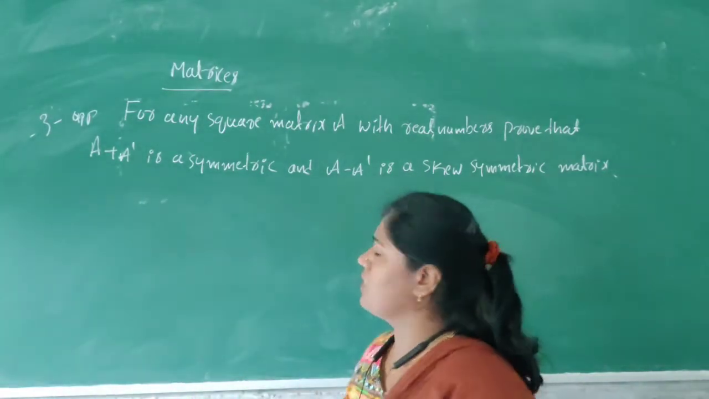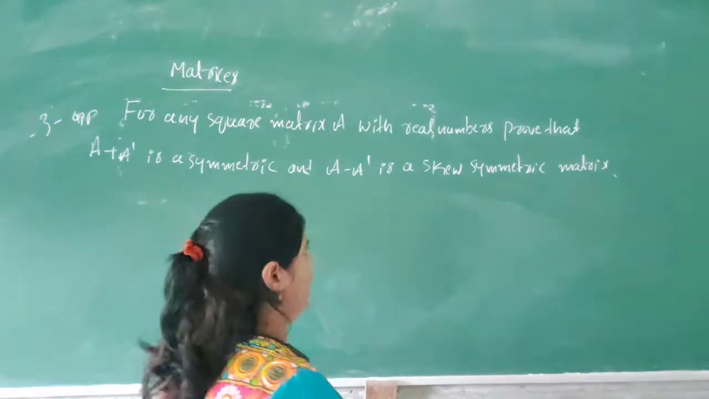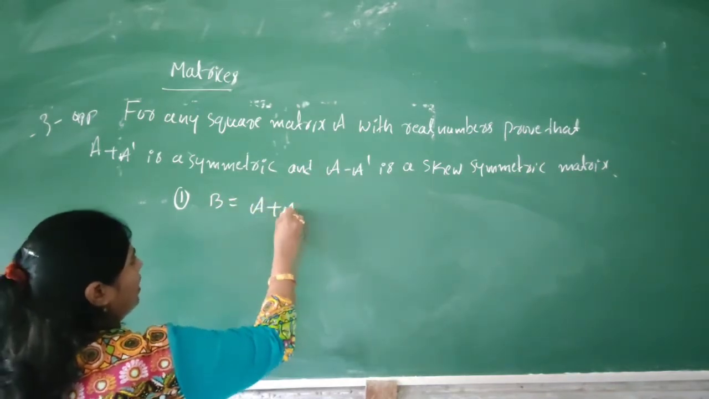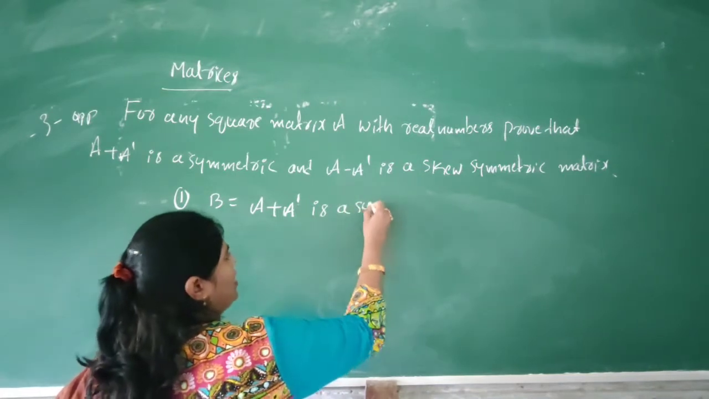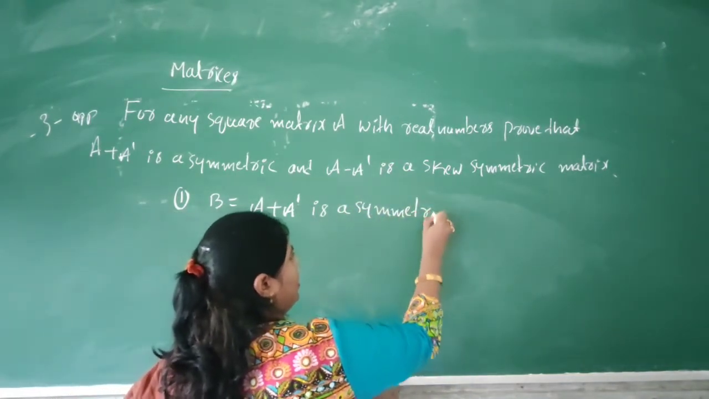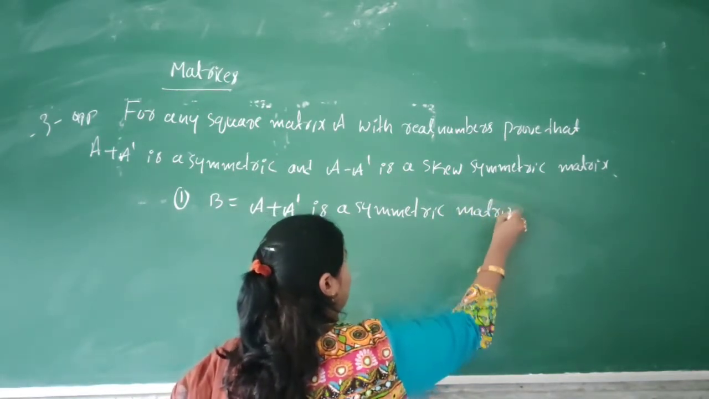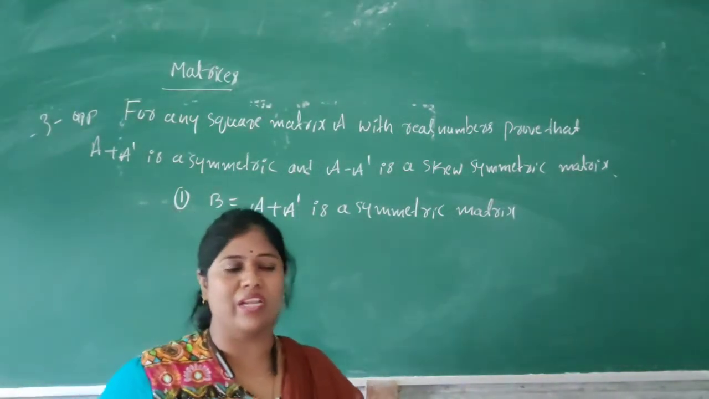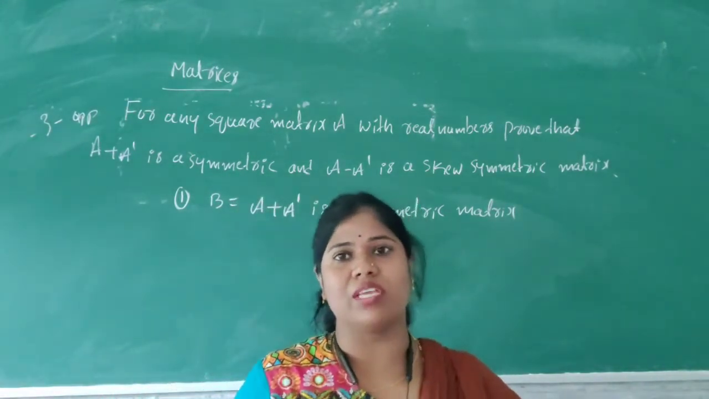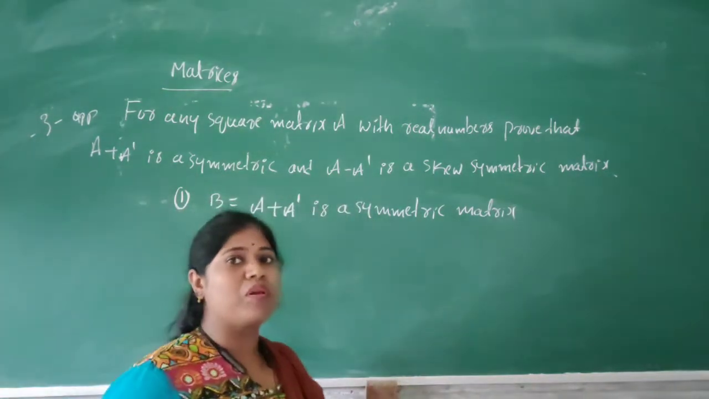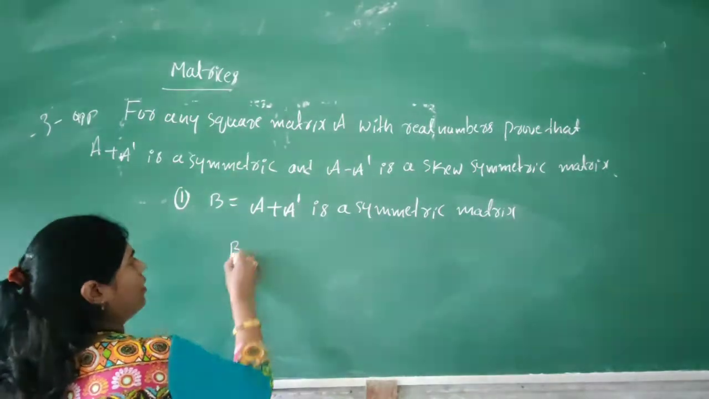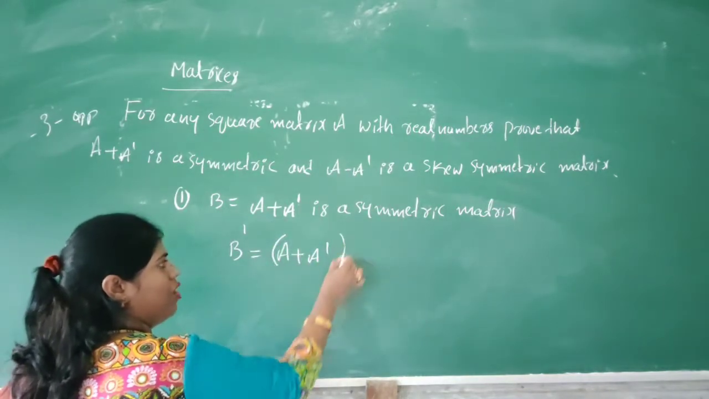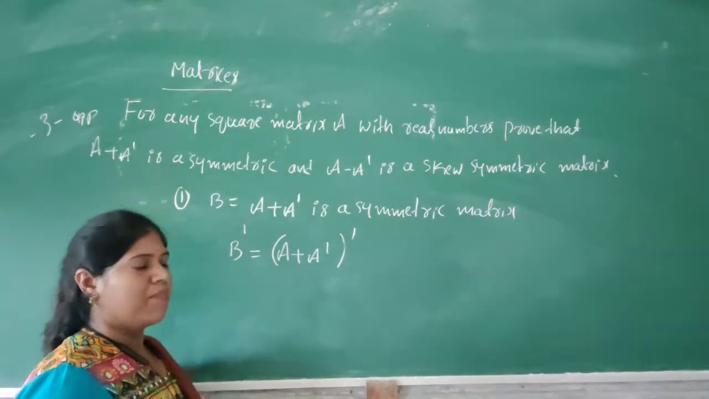First one is, let us consider that B is equal to A plus A dash, which is a symmetric matrix. Okay, let B is equal to A plus A dash. You know what is the complement of a matrix? The interchanging of rows and columns is called the complement of a matrix. We have to take complement on both sides. So what it will be? B complement is equal to A plus A complement. It is the given matrix. I have to put complement here. Okay. B complement is equal to A plus A complement.